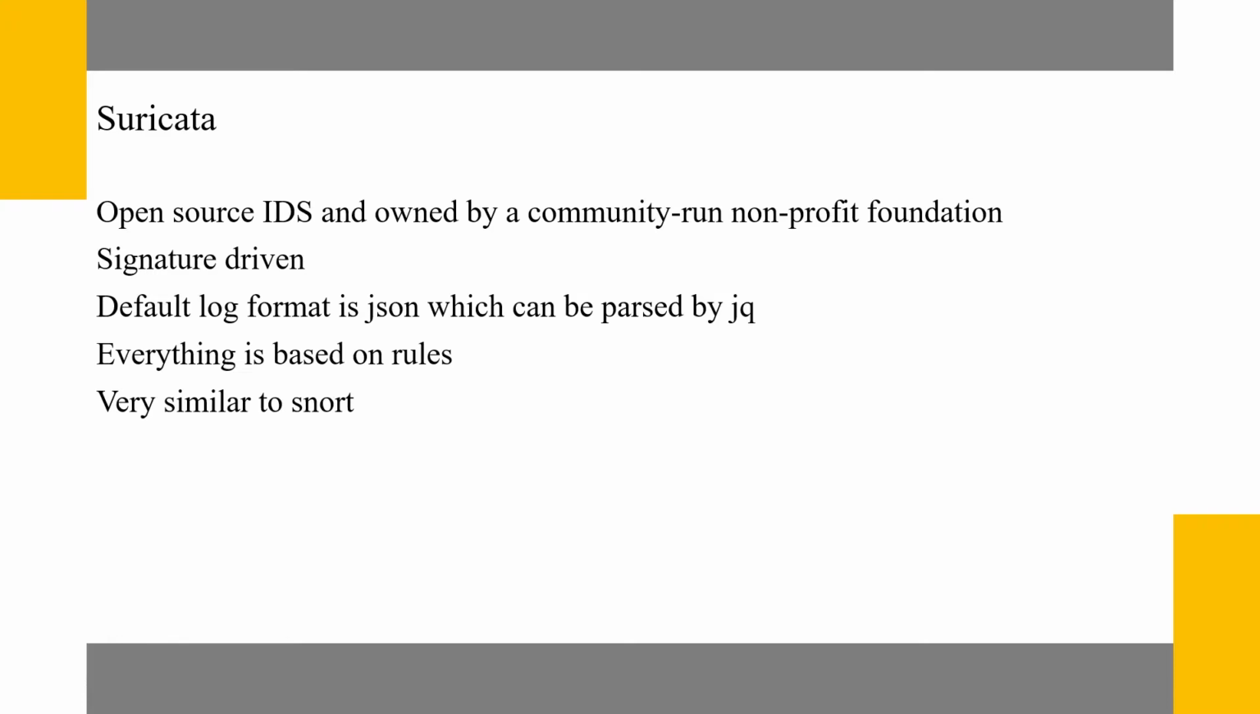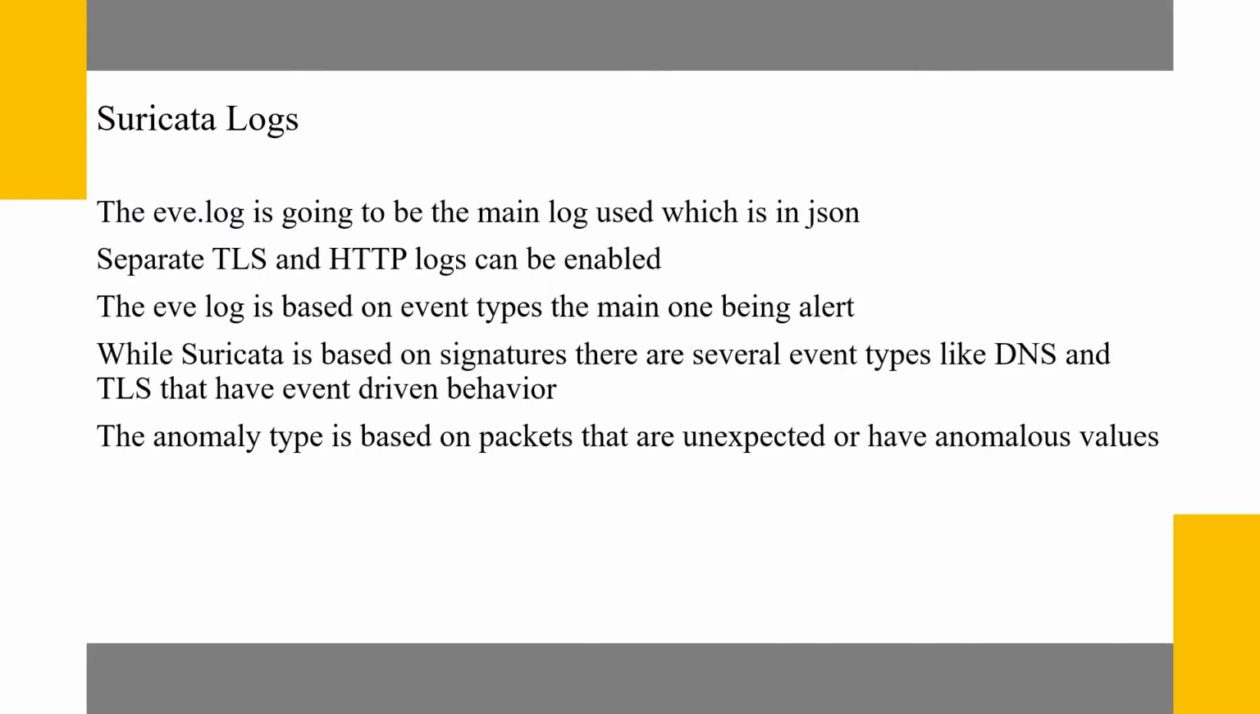Onto Suricata. Suricata is a signature-based IDS, meaning that there are rules that the packets will be checked against. It is very similar to Snort. The output is in JSON, and we will parse it using JQ on the command line. Now, if you take a look at their documentation, there are optional logs that you can turn on, but the main log is the Eve log. And while this is a signature-based IDS, there is some amount of event-driven information inside this log as well.